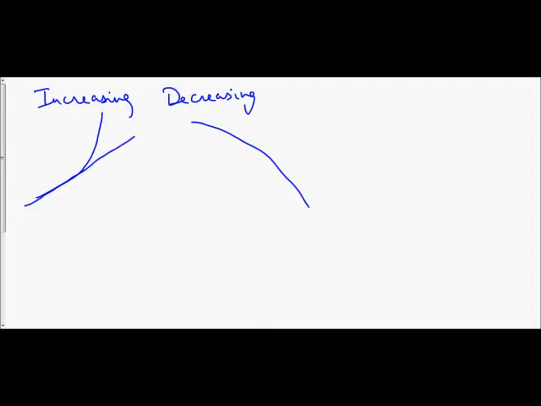Now we will talk about increasing and decreasing functions. This is also called concave up and concave down. So an increasing function looks like this, a decreasing function looks like this. In this case, you can see that the slope is positive, right? Slope is with the x-axis. The slope is positive. If the slope is positive, then you have an increasing function.